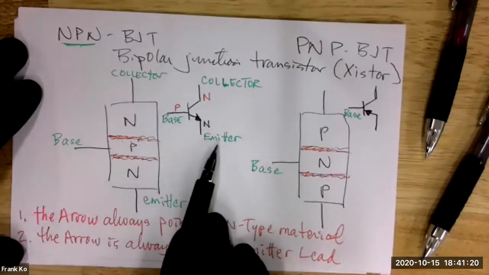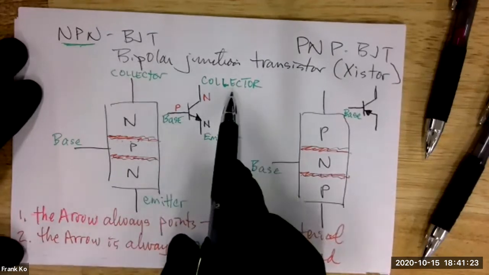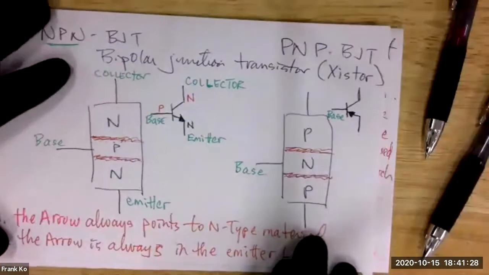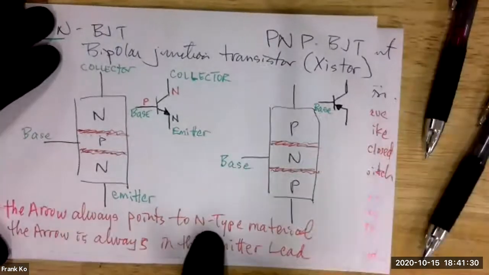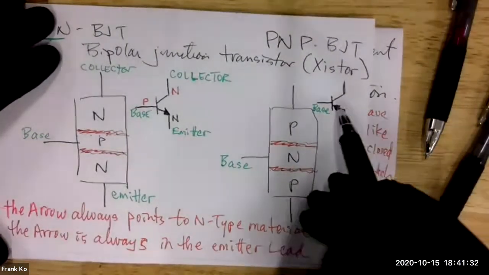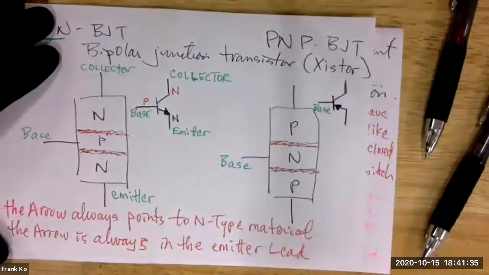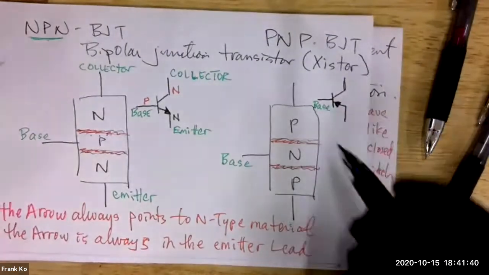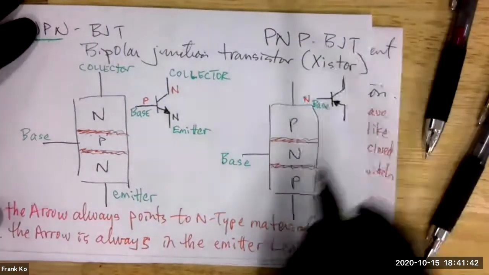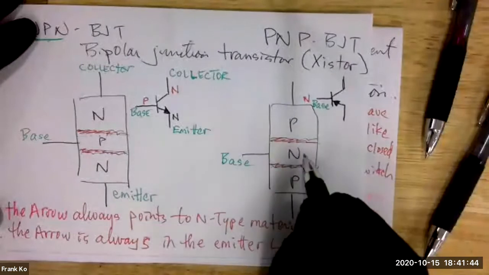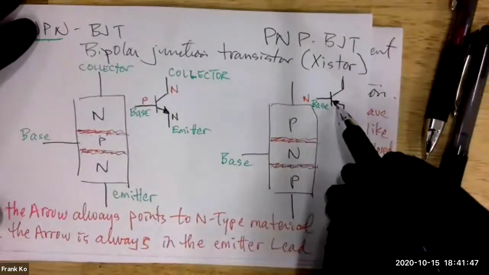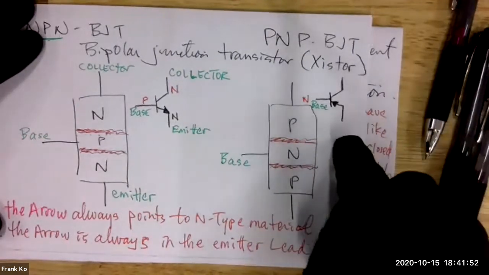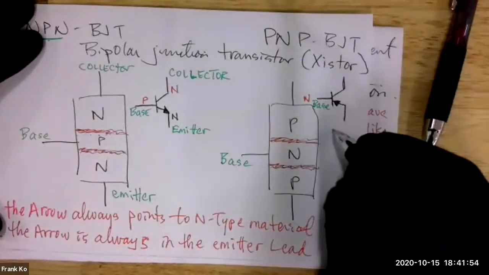Emitter lead. So this tells you this is emitter, the middle lead is base, so what's left over is collector. Let's examine what's happening over here. Again, the arrow points to N-type material. So it's pointing where? It's pointing towards the base. It's telling us N material is in the base. So I have N material here, there's my base, and here's my N material. And the arrow tells you which lead is the emitter. So because it's on this lower wire, this one happens to be the emitter.